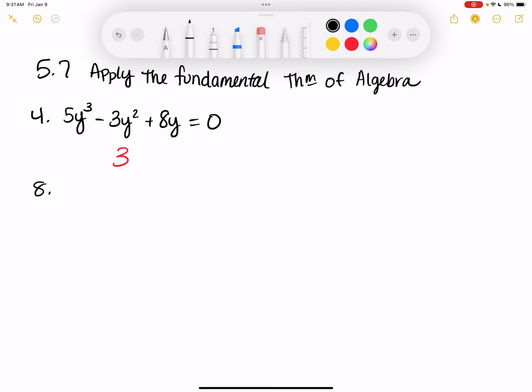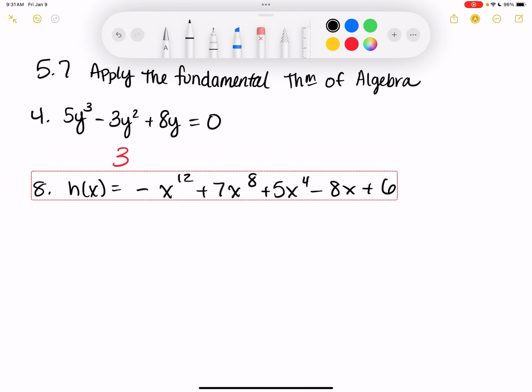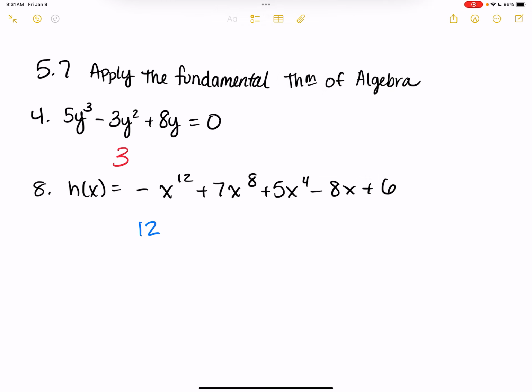h of x equals negative x to the 12th plus 7x to the 8th plus 5x to the 4th minus 8x plus 6. So how many? 12. Yep. A problem like this, you can be glad that we're not doing on this problem what you were doing on the stuff yesterday.